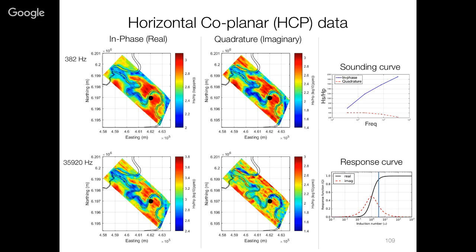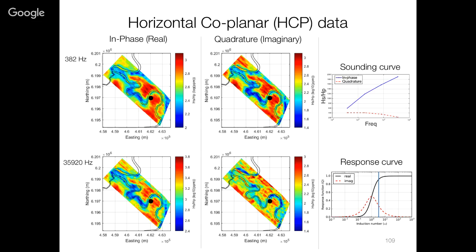So my question is, this sounding curve, is that telling us that we're over a region of really high conductivity or low conductivity, and how do you kind of come up with that conclusion? Low conductivity. Low conductivity? Yeah. And what brings you to that conclusion? Not too much quadrature.